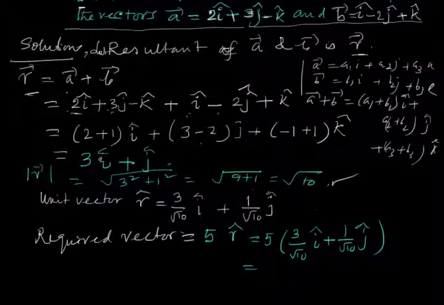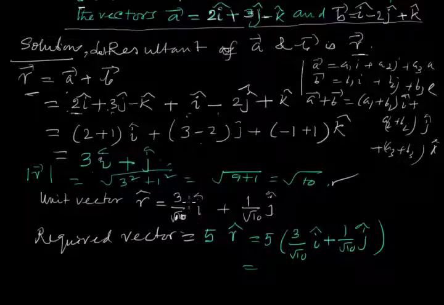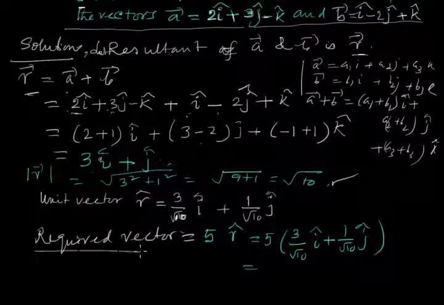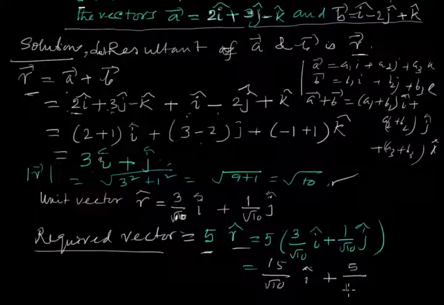So you can define a unit vector R cap is equal to 3 by root 10 whole into i plus 1 by root 10 into j. So therefore the vector whose magnitude is 5 is 5 into the unit vector. That is 5 into 3 by root 10 i plus 1 by root 10 j. So that is 15 by root 10 i cap and 5 by root 10 into j cap.